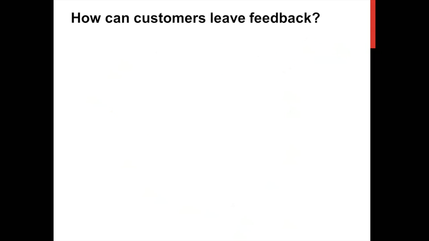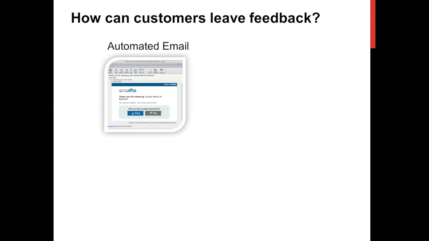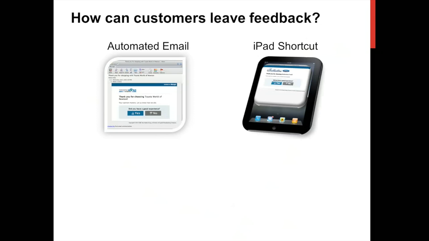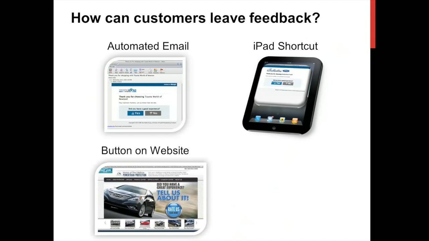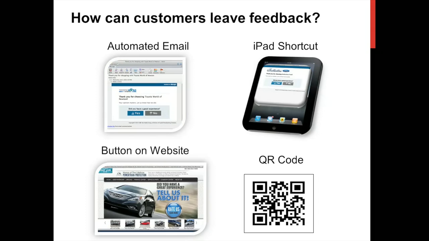So your next question is probably, how can your customer access that review survey app? Well, we have a number of ways. The first is through an automated email. So this email is what is sent out automatically through your CRM, and it's sent, like I said, as an email to all of your sold customers and also all of the customers that come in for service. The second way is through an iPad shortcut. The third way is through a button on your website. And the final way is accessed through a QR code that can be printed on various marketing collateral.